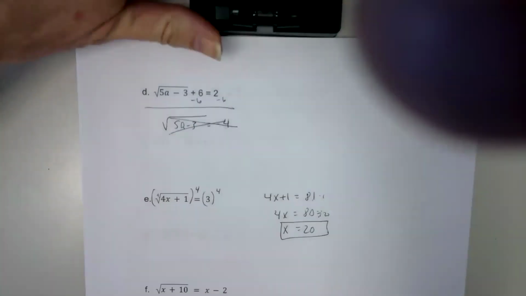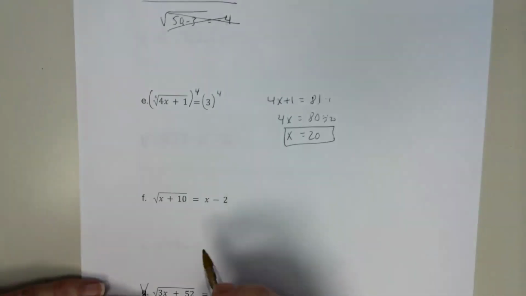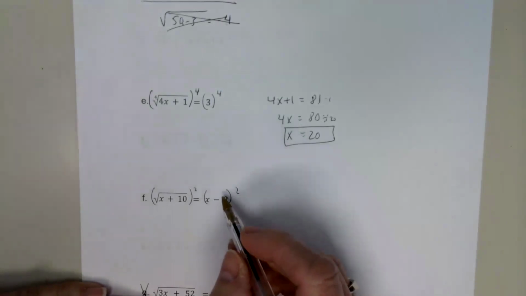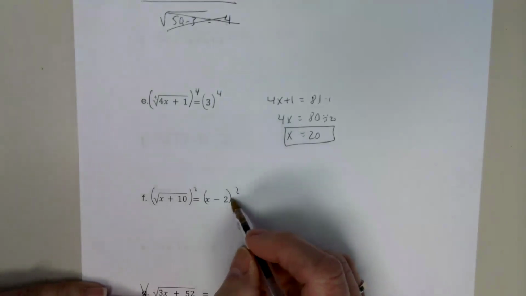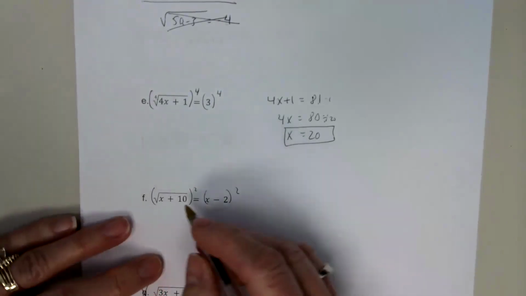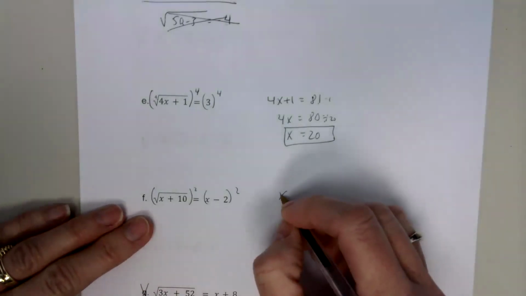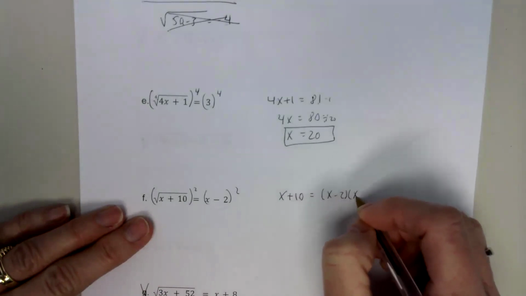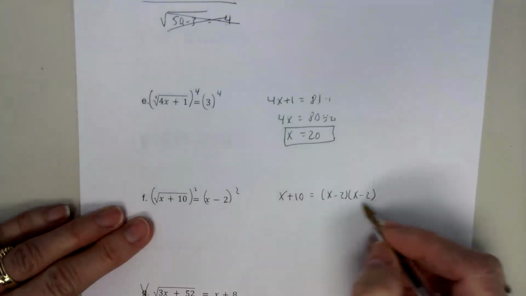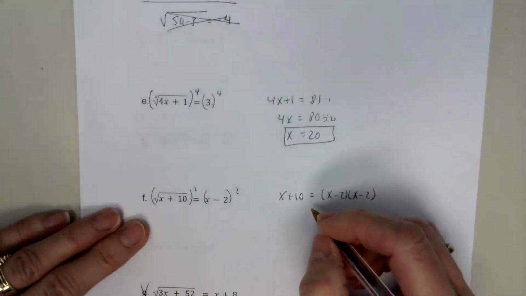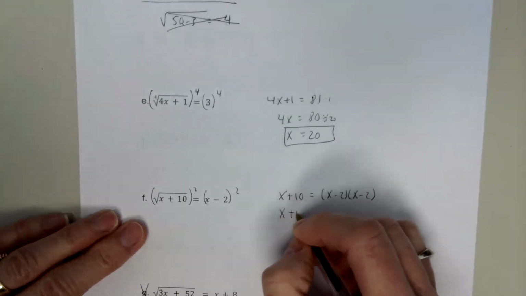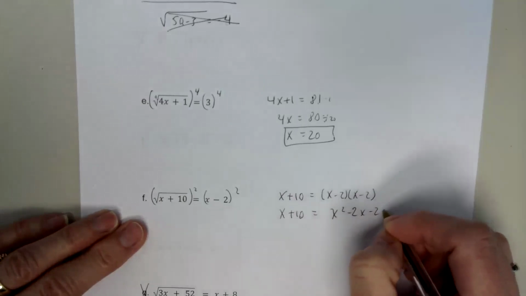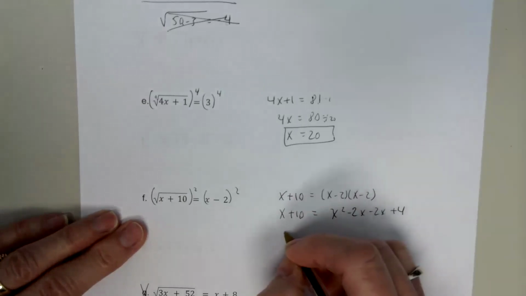Letter F. We're going to square both sides because this is a square root. Now remember, when I square the right, I have to square all of this together, the x minus 2. So that removes the square root. So I have x plus 10 on the left, but on the right, I have x minus 2 times x minus 2. So I have to remember to multiply that out. So we have x plus 10 equals x squared minus 2x minus 2x plus 4.